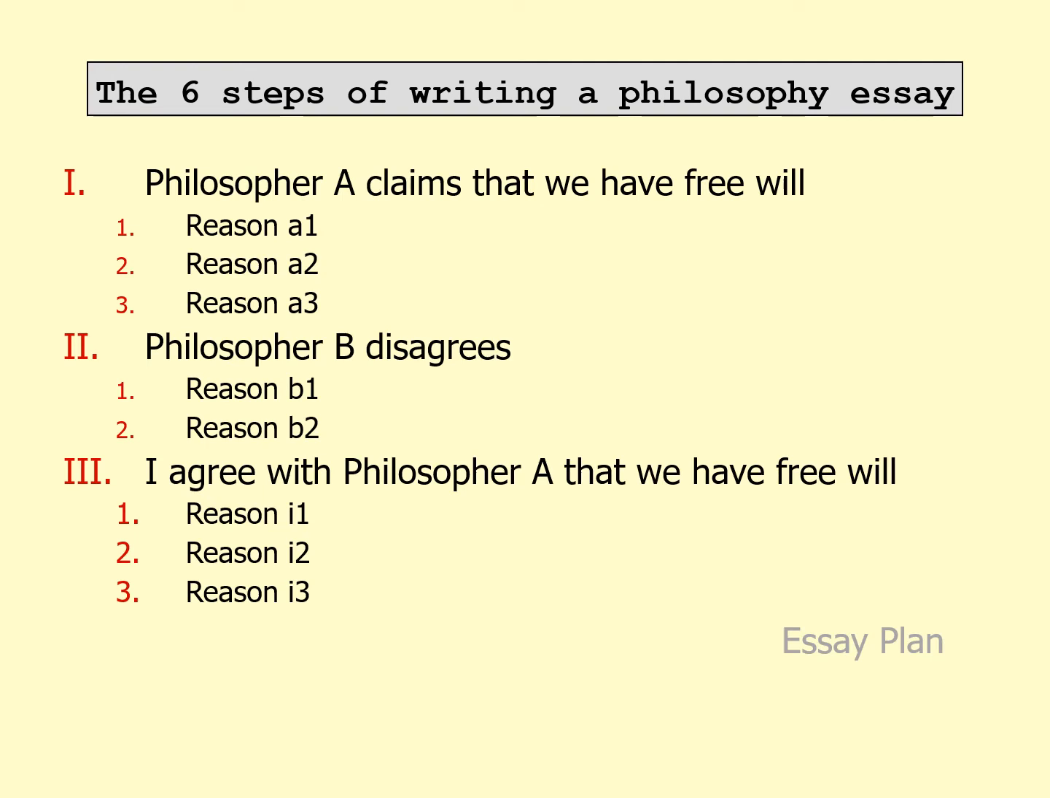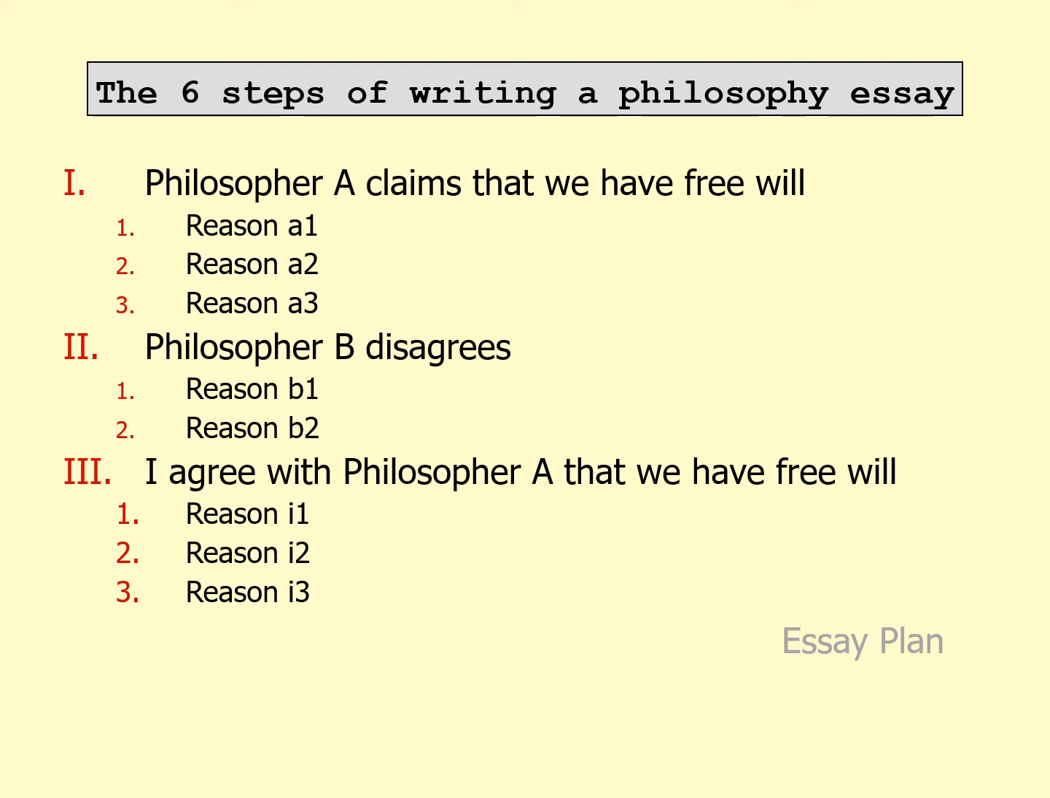In this example, philosopher A's thesis is that we have free will. Philosopher A provides three reasons, A1, A2, and A3 for this thesis. Philosopher B disagrees with philosopher A's thesis for the reasons B1 and B2. B1 and B2 could be many things, but let me give you a couple of typical examples.